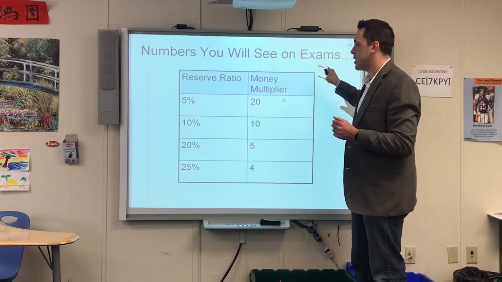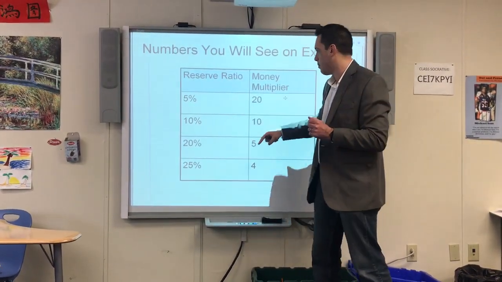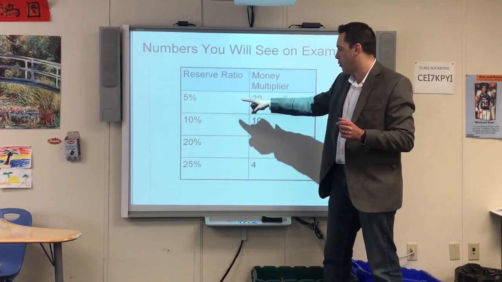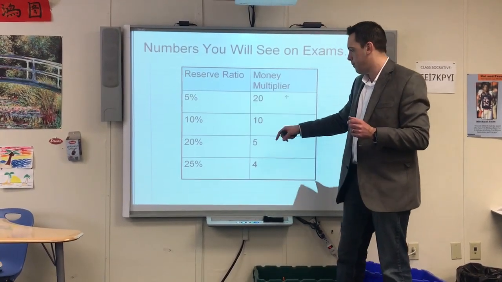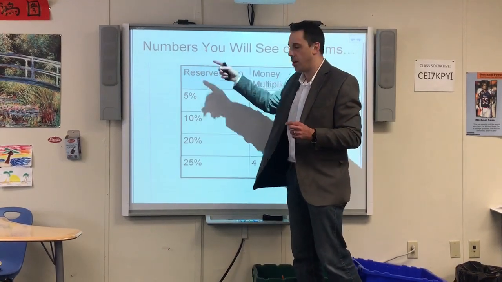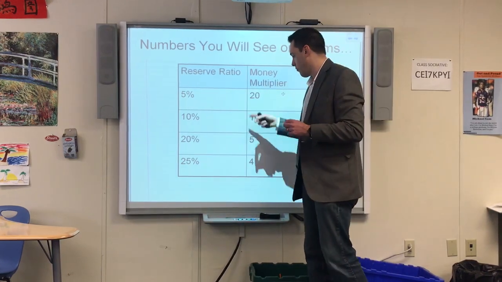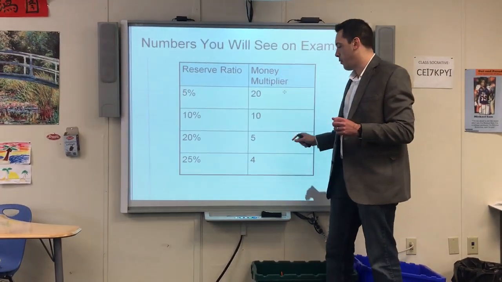Numbers you will see on the exam: you will see a reserve ratio of 5%, 10%, 20%, 25%, which equates to a money multiplier of 20, 10, 5, 4. A way to remember it is 5 goes into 100 20 times, 10 goes into 100 10 times, 20 into 100 5 times, and 25 into 100 4 times.